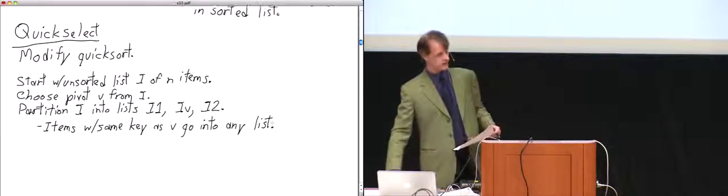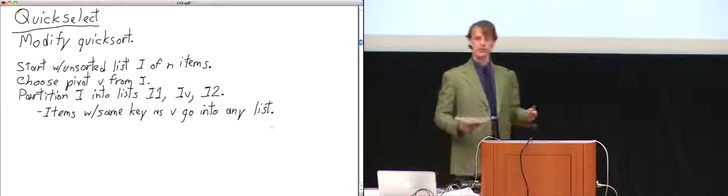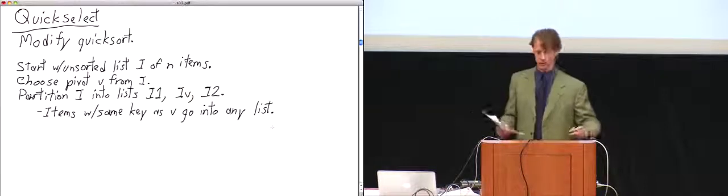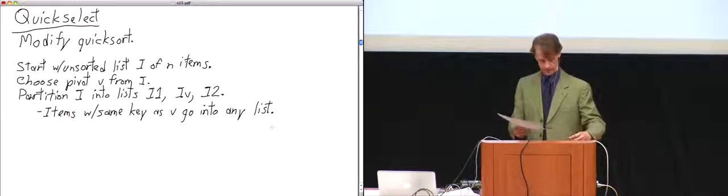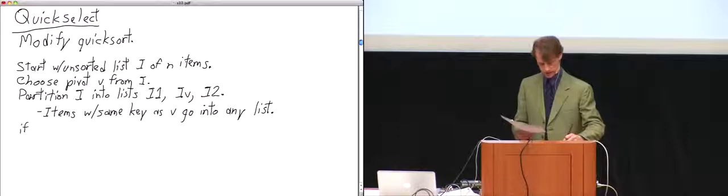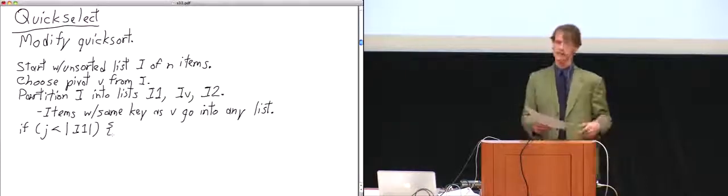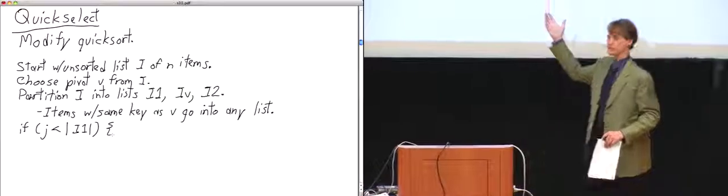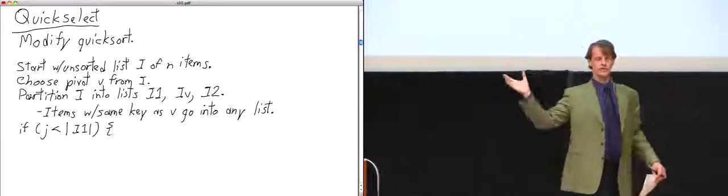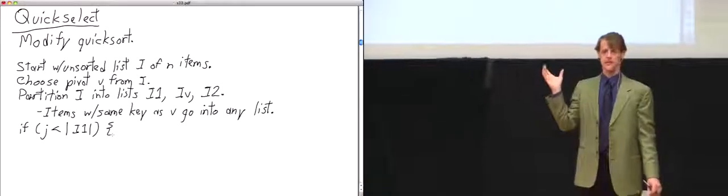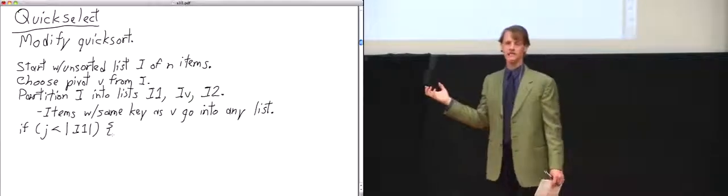Now that we've finished the partitioning step, which is the hard part of quicksort, or at least the part that takes the most time, the only thing that changes is how we handle the ending. And at the ending, as I said, we're only going to call quick-select recursively at most once instead of twice. So what we do is we have these 3 lists. We figure out which of the 3 lists contains the index that we're looking for.